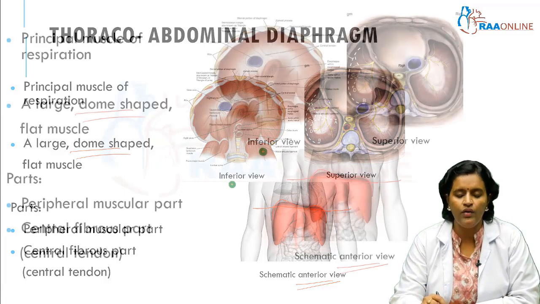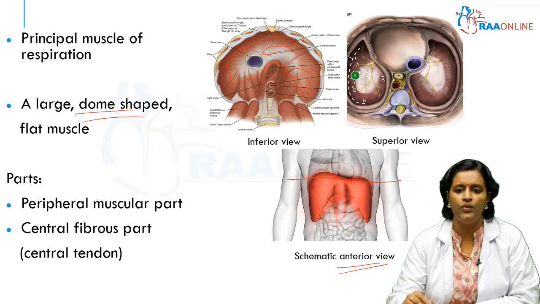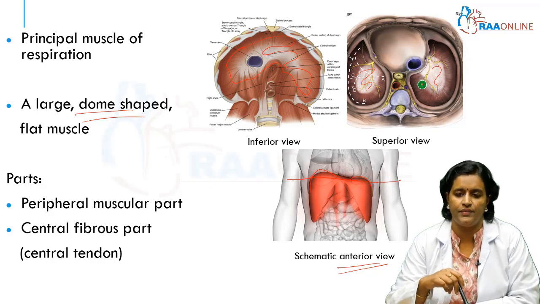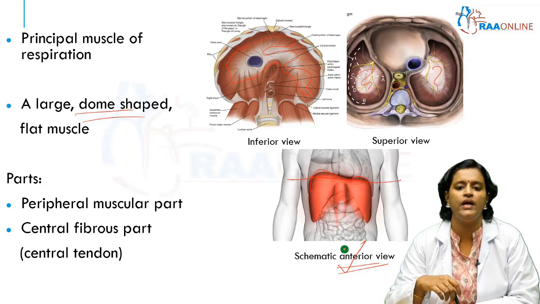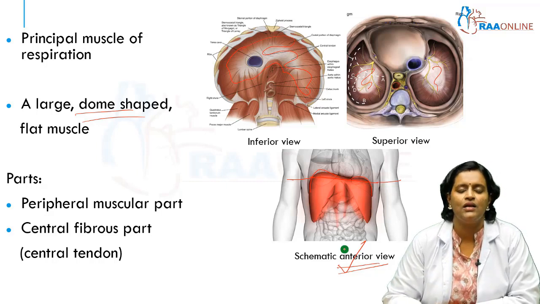This is the inferior view, means we are standing inside the abdominal cavity and looking up so that the inferior surface of the diaphragm is seen. This one is a superior view where you can see the right and the left domes of diaphragm. And as we already described, this is the anterior view of the diaphragm.